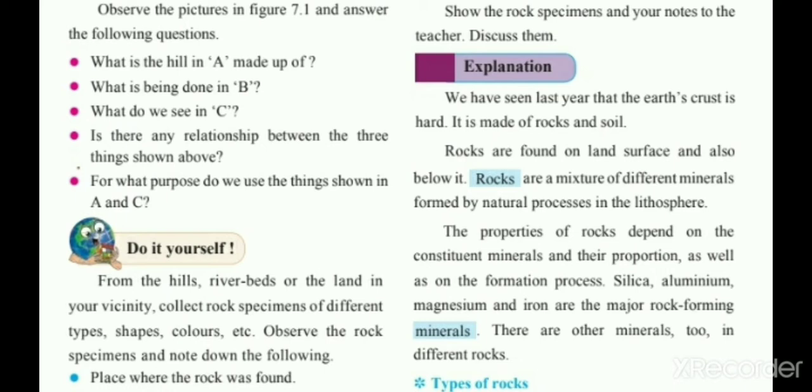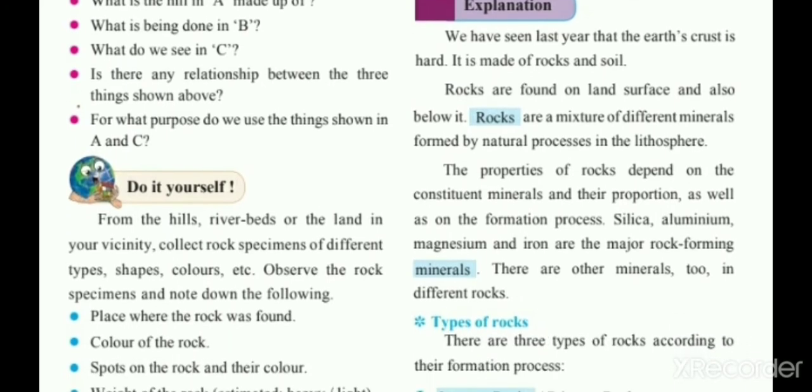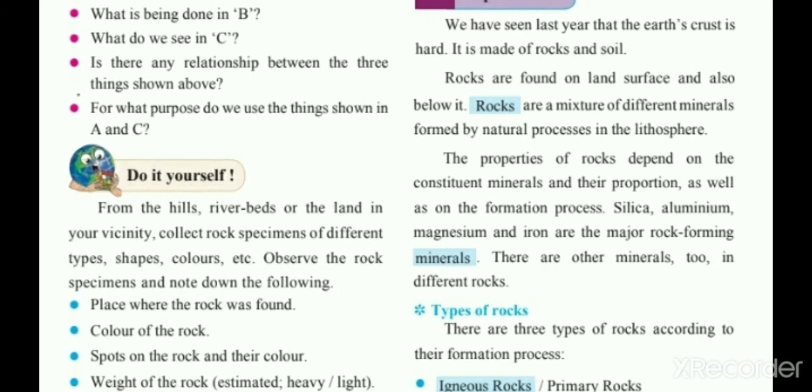Okay, explanation. Now let us see what is given here. We have seen last year that the earth's crust is hard. It is made up of rock and soil. As you all know, what is the crust? The uppermost layer of the land is what we call the crust. So this crust is made up of rocks and soil, which you learned in the previous year.